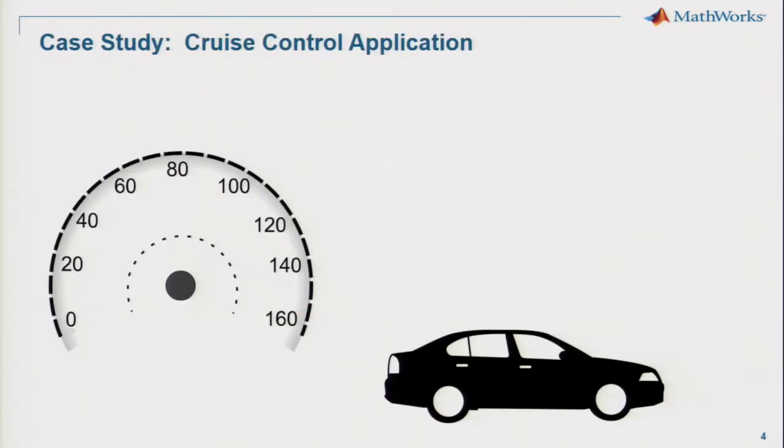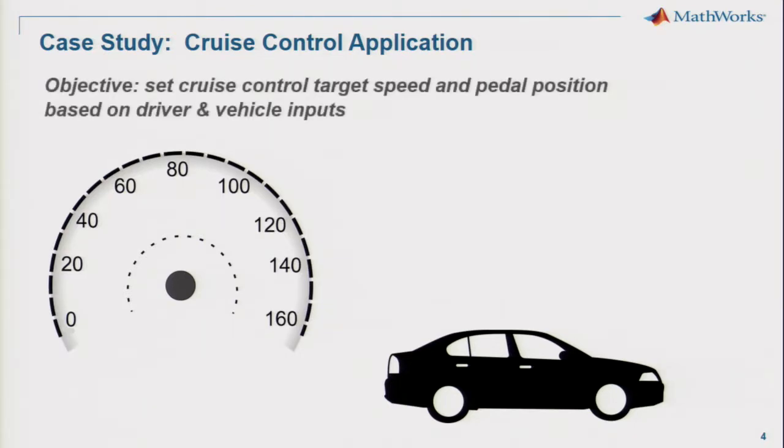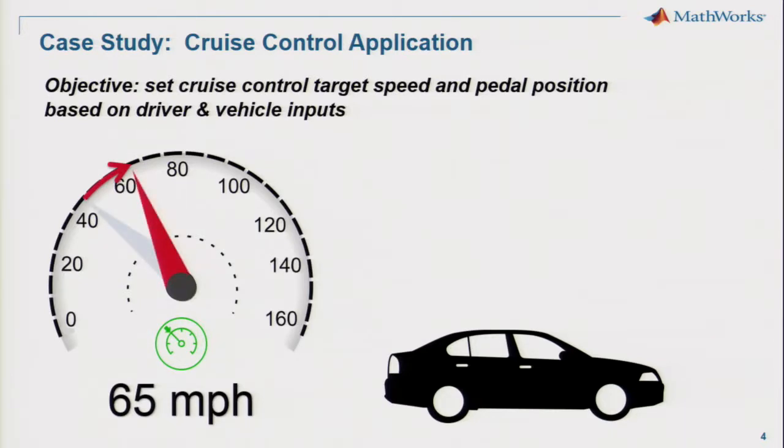So we're going to show a cruise control application, and it operates exactly like what most of you have in your car. It sets the target speed, as well as the pedal position, based on your inputs in the car. So, a simple case: say we're going to 65 miles an hour. You set it, and you basically power it on, and then it drives it to 65 miles an hour.